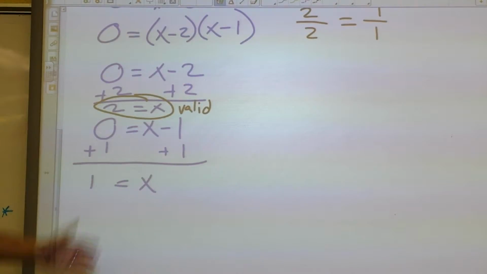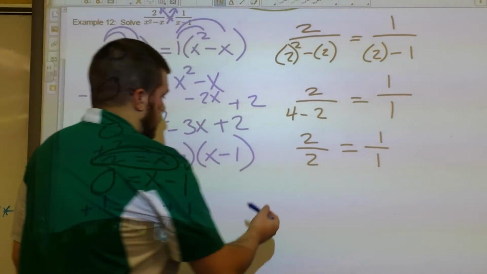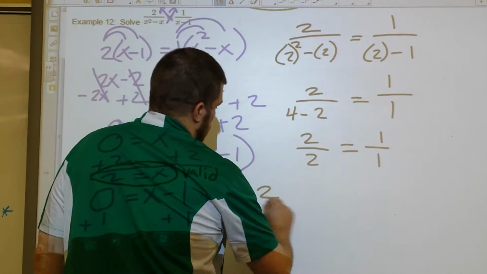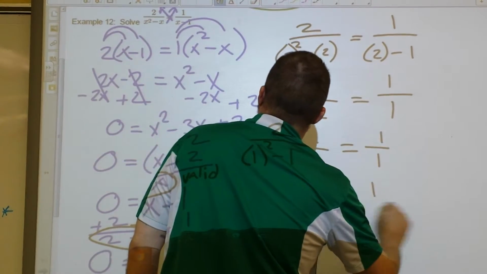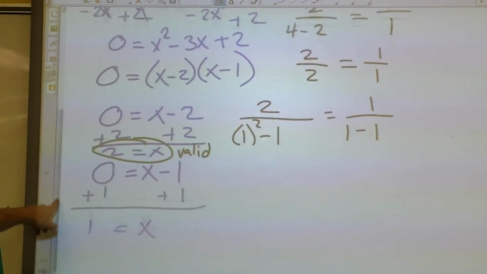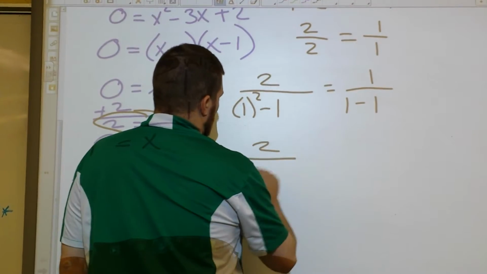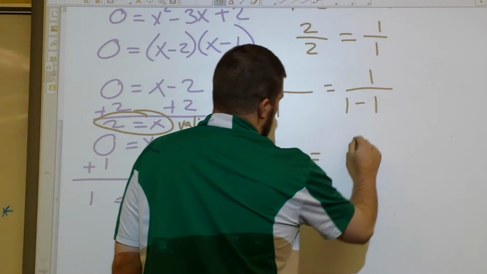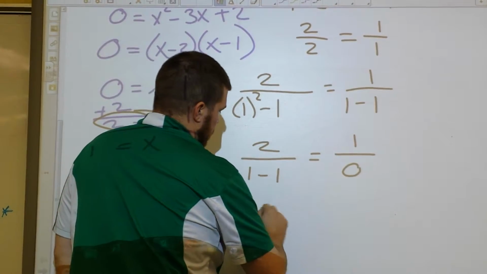Okay, and now we just want to do scratch work, same idea for x equals 1. So just plugging in, scratch work part 2, so 2 over 1 squared minus 1 equals 1 over 1 minus 1. Okay, let's clean up one fraction at a time. 1 squared is 1, so I have 2 over 1 minus 1 equals 1 over 0. Well, I have 2 over 0 here.